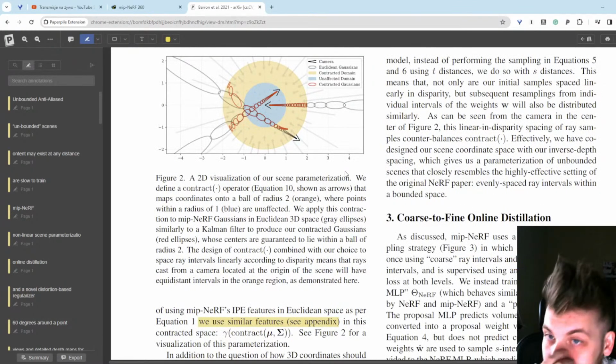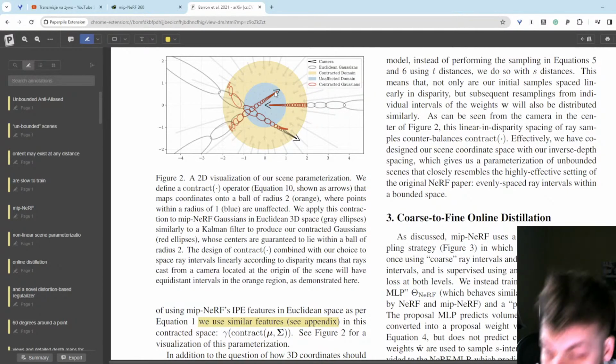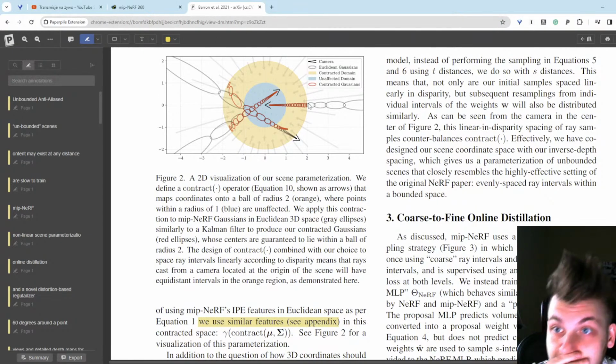Let's see figure 2. Okay. Oh yeah, this is great. So let's read the figure 2. What's going on here? So I assume these arrows are basically the contraction. This is like a field that is affecting all the space around. This unaffected domain is blue. So this is the radius 1 where we just don't change anything. And this is the contracted domain, and as you can see, its radius is 2 here, so that's how I calculated that before. That's great.